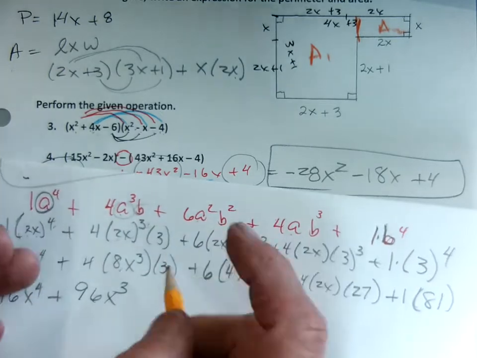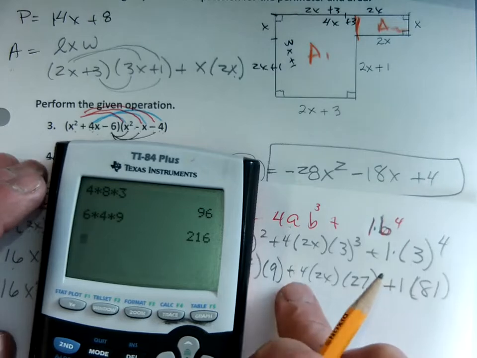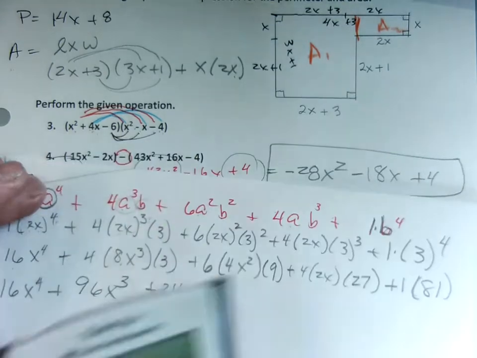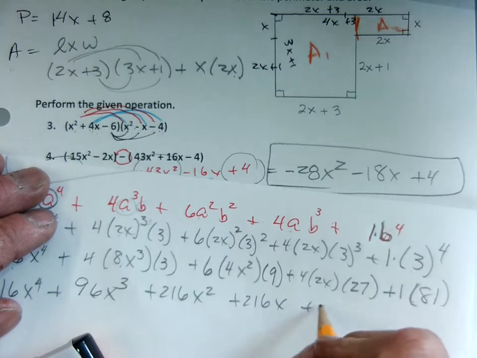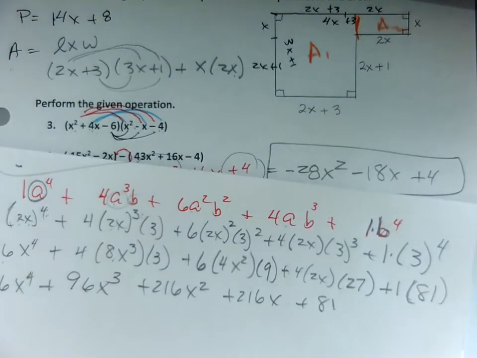is 216x squared, and then 4 times 2 times 27 is 216x, and 1 times 81 is 81. There it is. It's a lot of work, but we've done this before, okay? So there it is.